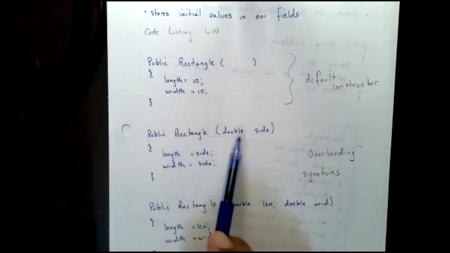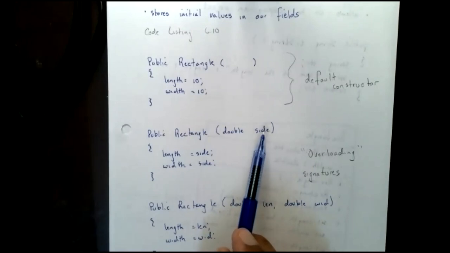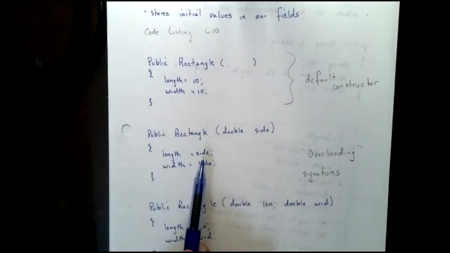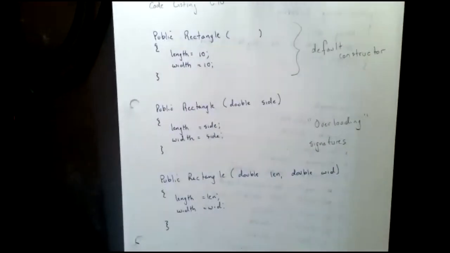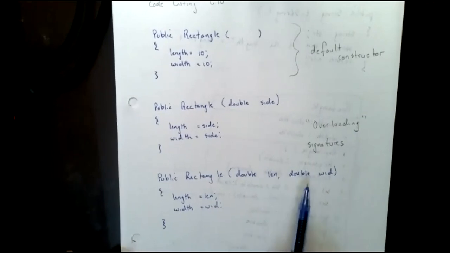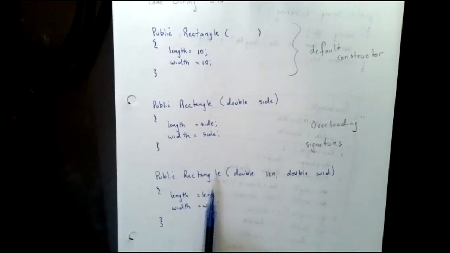When I come down here, here's a constructor with only one value coming in. As you can see, length and width are both getting that same value. Then finally, I have the third constructor at the bottom where I'm bringing in 2 values. Length gets the value of len, and width gets the value of width.